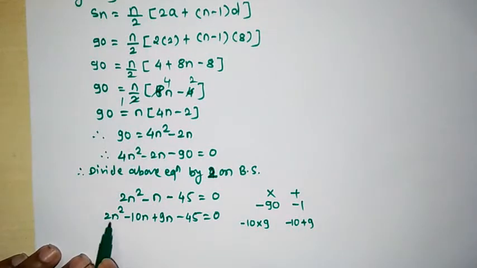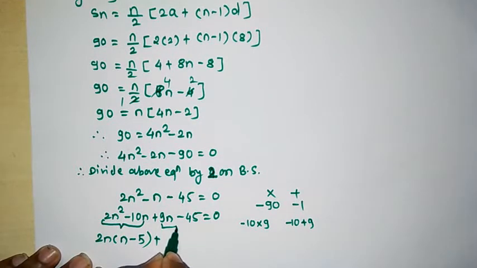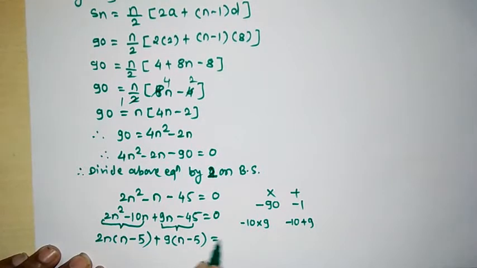Now see here, from these two terms take 2n common. What will remain here? If we take 2n common, then n will remain here, minus here 5 will remain, plus. Now see this term. From these two terms, can we take 9 common? Take 9 common, plus 9 we have to take common. Then in bracket what will remain? If we take 9 common here n will remain, and here minus 5 will remain, which is equal to 0.